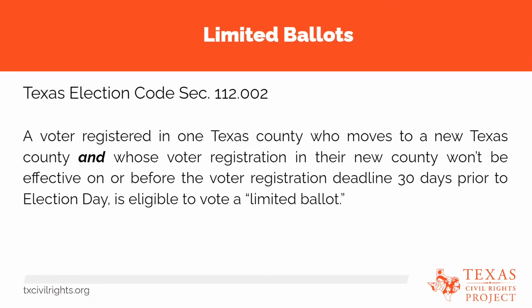So Texas Election Code, Section 112.002 details who can cast a limited ballot. A voter registered in one Texas county who moves to a new Texas county and whose voter registration in their new county won't be effective on or before the voter registration deadline 30 days prior to election day is eligible to vote a limited ballot. So to vote a limited ballot, you have to be registered to vote in a Texas county, you have to move to another county in Texas, and you have to start your registration process there, but your registration in your new county can't be effective more than 30 days prior to election day. If you meet those qualifications, you would be eligible to vote a limited ballot.